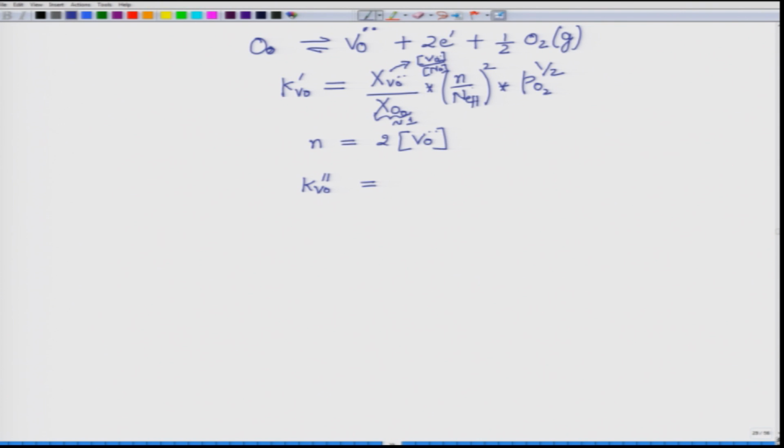Now, we will use this over here. So, what you have here is N will be replaced by 2 V O. So, it will take a square, it will become 4 V O square, and this is V O. So, 4 V O square into V O is 4 V O cube. So, we will first write it like this.